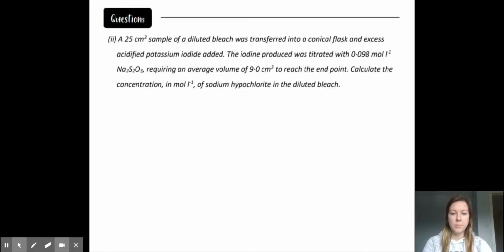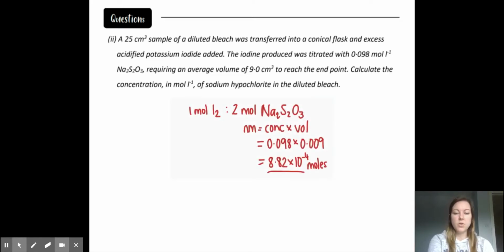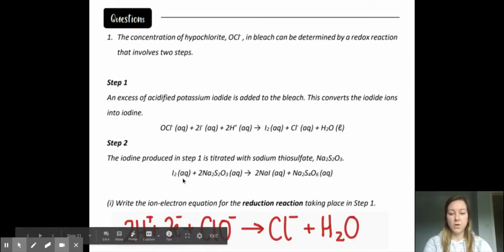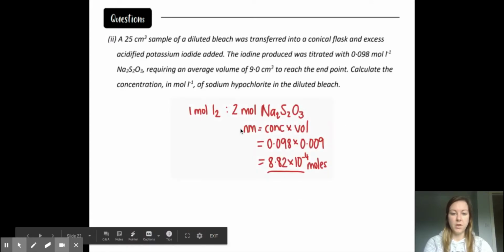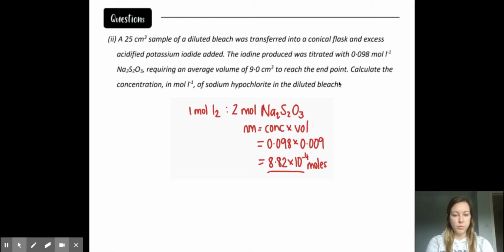So what is step one in this reaction? We need to look at the equation and first of all establish our mole ratio. So 1 mole of iodine will react with 2 moles of sodium thiosulfate. I've just gotten that from here: 1 mole of iodine, 2 moles of sodium thiosulfate. Now to find out the number of moles of sodium thiosulfate, we can do concentration times volume. Our concentration given in the question is 0.098 mole per litre.